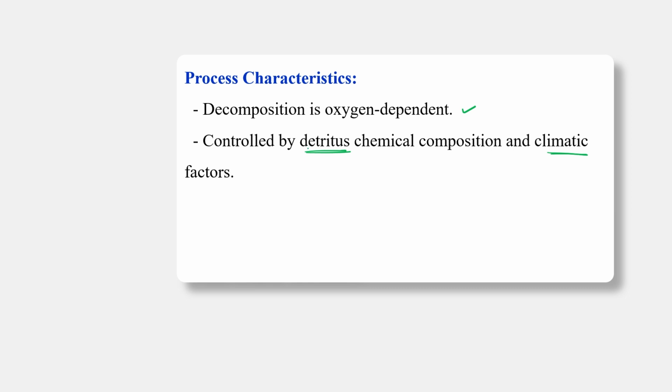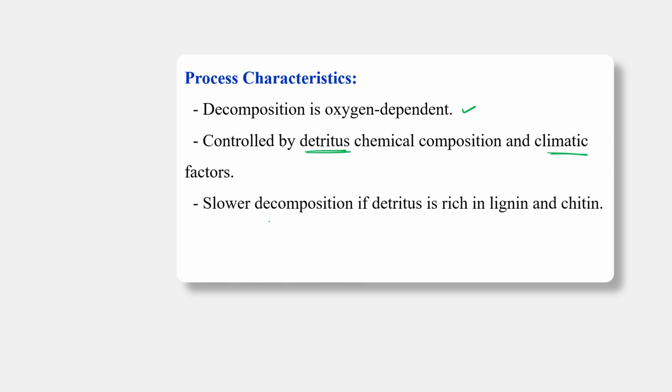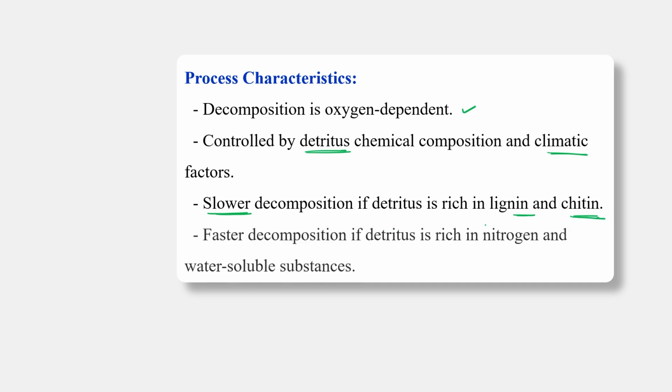And for the climatic condition, if it is hot and warm or moist, then the process is faster. If the climate is cold, then the process is slow. So first of all, this decomposition is an oxygen dependent process, and it is controlled by detritus chemical composition and climatic factors. Yes, it is written over here. Slower decomposition occurs if the detritus is rich in lignin and chitin, and it is fast if detritus is rich in nitrogen and water soluble substances.